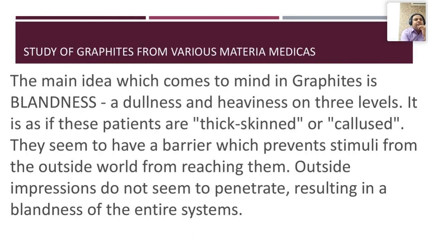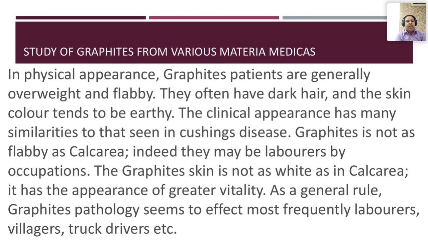In the physical appearance, Graphites patients are generally overweight and flabby, as we know. They often have dark hair and the skin color tends to be earthy. The clinical appearance has many similarities to that seen in Cushing's disease. Graphites is not as flabby as Calcarea. Indeed, they may be laborers by occupation.